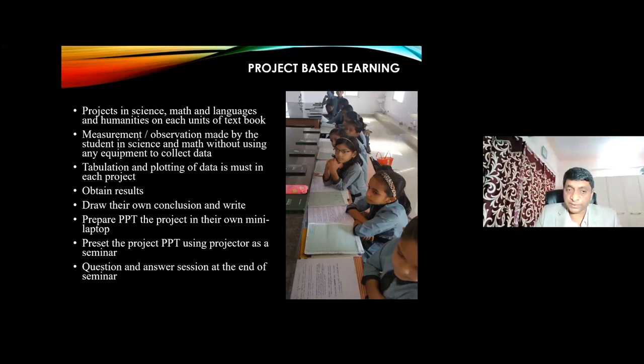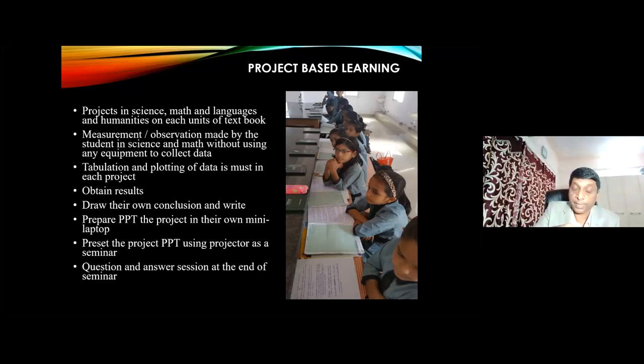Most of us have been brought up with the idea that textbooks are only for the examination. You prepare and write the exam, that's all. There is nothing to do with my real life. But what we do as part of active learning, we involve students. We tell them that what is in your book is there in your life.